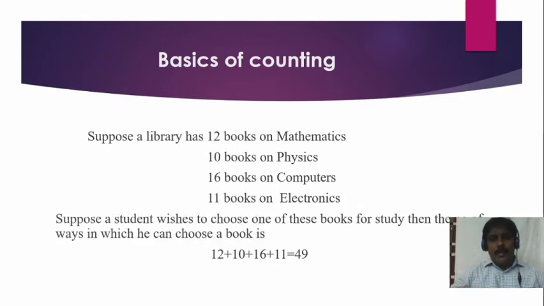Suppose a library has 12 books on mathematics, 10 books on physics, 16 books on computer science, and 11 books on electronics. Then by using the sum rule, we can solve this problem. Suppose a student wishes to choose one of the books for study, how many ways can he choose? That is 12 plus 10 plus 16 plus 11, which is equal to 49 ways. So the student can choose in 49 ways, with the help of the sum rule.